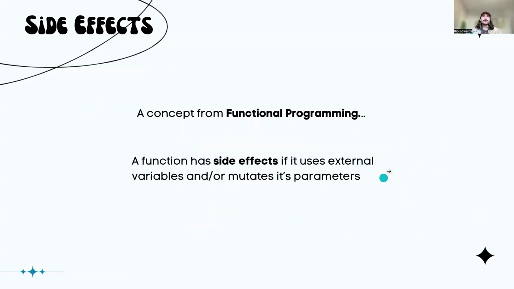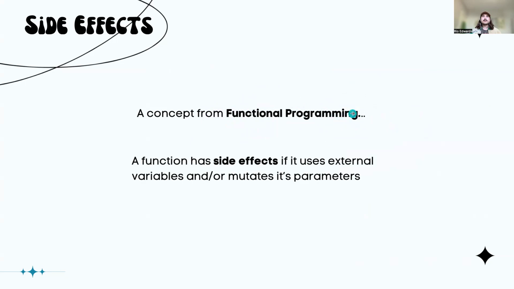So let's talk about what a side effect is. Side effects are concepts from functional programming. So you might have heard of object-oriented programming, which uses objects and classes. It's like a design pattern for code. It's a way of grouping your variables and your functions together into an object or a class. That's object-oriented programming. Functional programming is a different programming paradigm that focuses on functions.